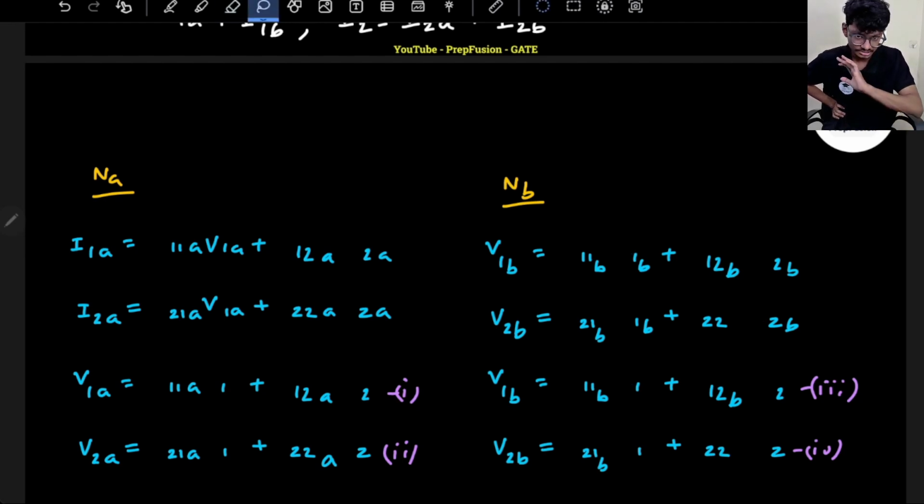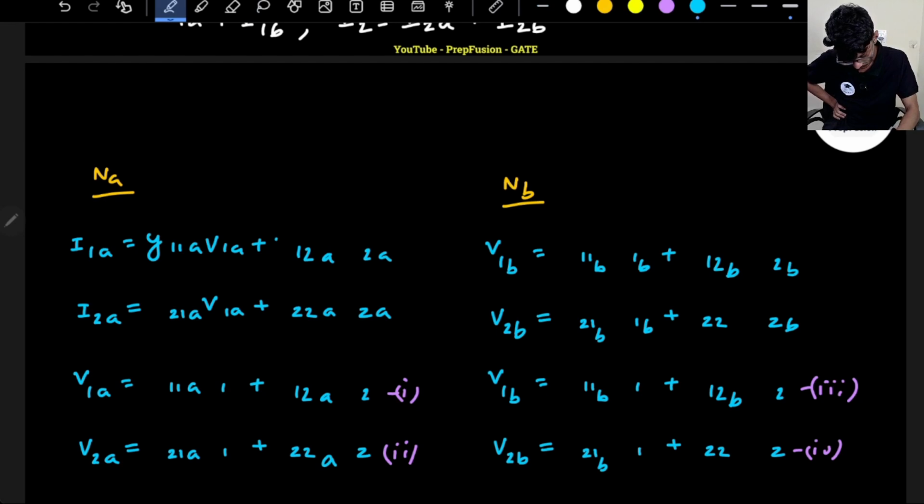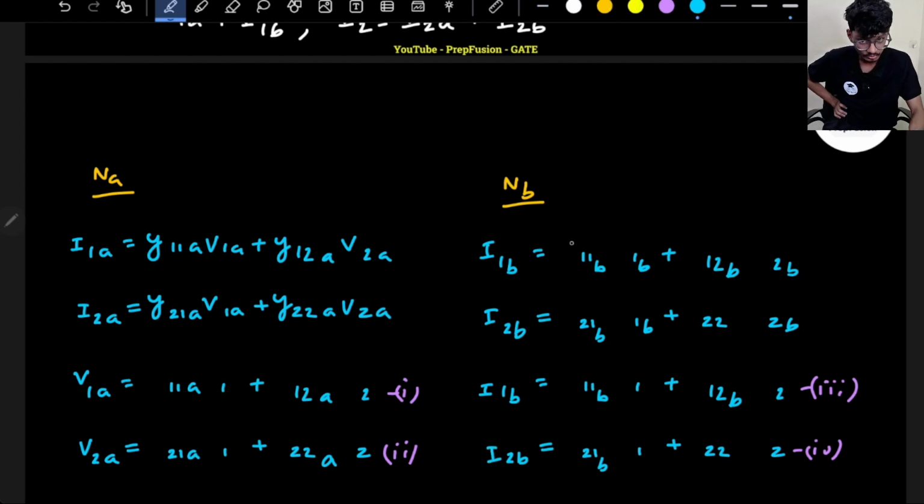I'm just writing the Y parameter equation. If I write the Y parameter equation, this will be Y11A V1A plus Y12A V2A. I hope you remember the Y parameter equation. This will be Y21A V1A plus Y22A V2A. This will be I2B, I1B. So I1B will be equal to what?